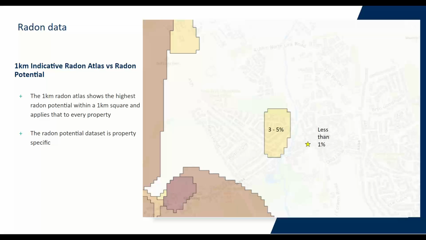So on this map, this is a building in Ruthven in North Wales. It's quite zoomed out, and the building that we're talking about is symbolized by that yellow star that you see on the screen. This map already has the radon potential data set applied to it, which is property specific. You can see that the majority of the area is within an area of less than 1% of properties being affected by radon. There is that small area in the middle of the image, which is 3 to 5% of properties potentially affected by radon.